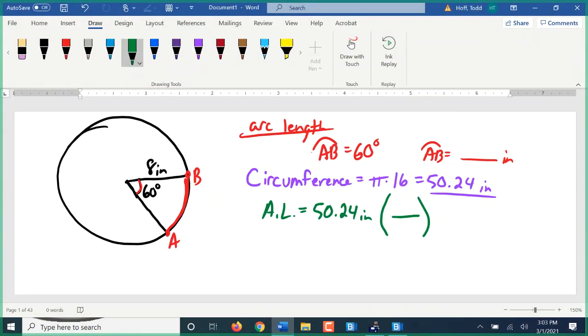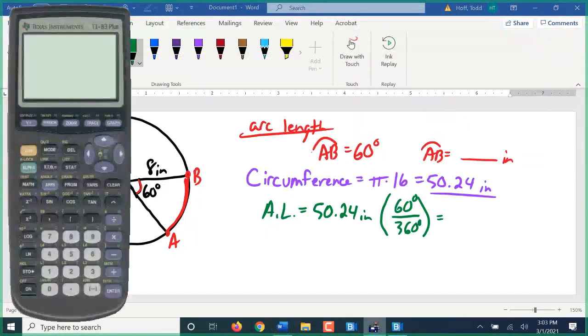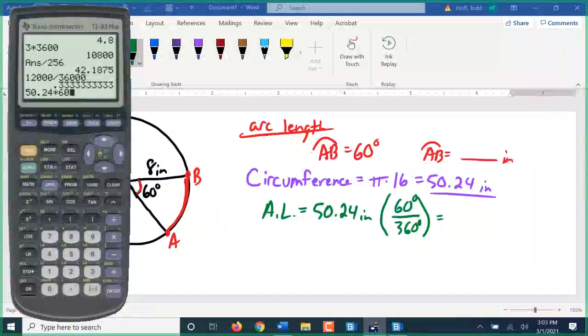And the central angle is 60 degrees, which means that arc is 60 degrees of the circle. How many degrees are in the full circle? So it is 60 out of 360 for the whole circle. I take my 50.24 times 60 divided by 360. That tells me that arc is 8.37 inches.